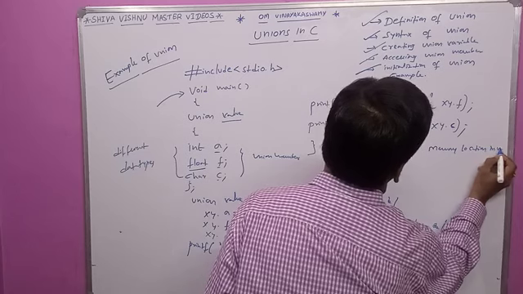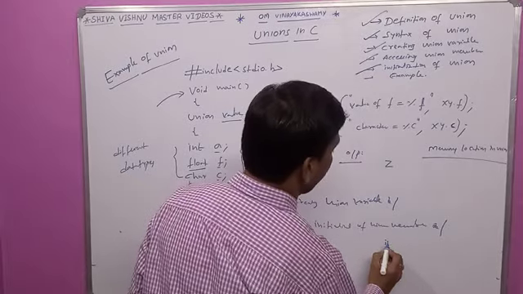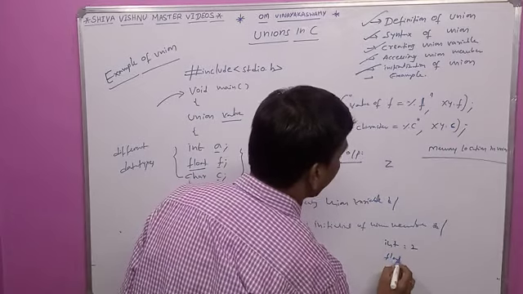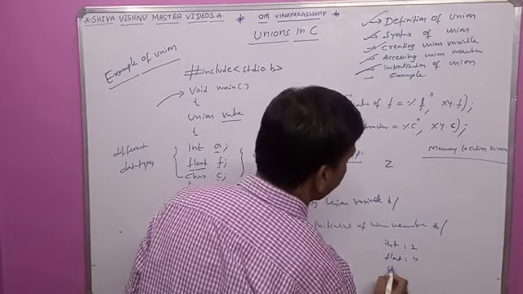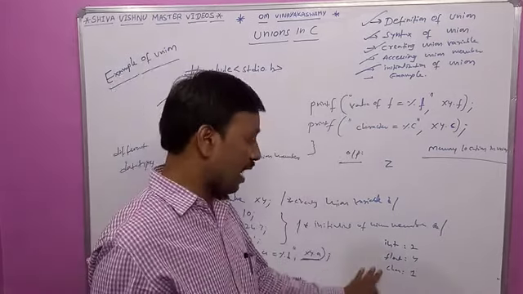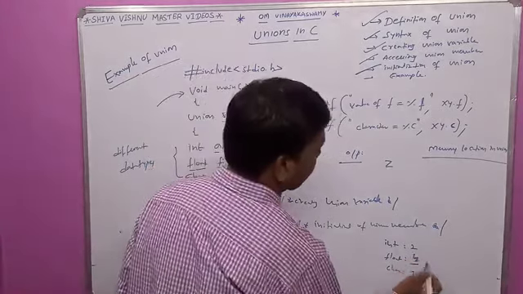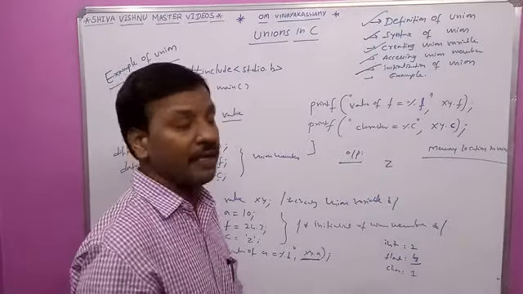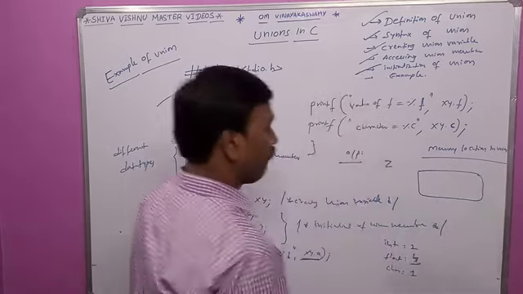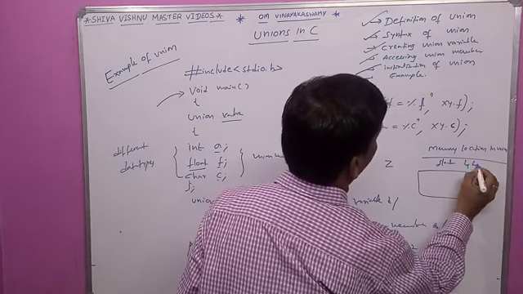In a union, the int size is 2 bytes. Here float size is 4 bytes. Character size is 1 byte. Here you can see the highest is 4 bytes. That is the large memory. Here you can see the float is 4 bytes.